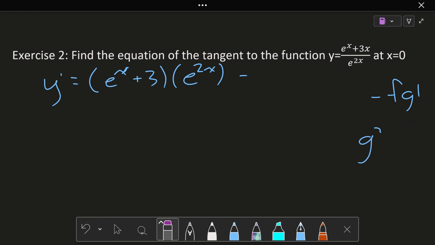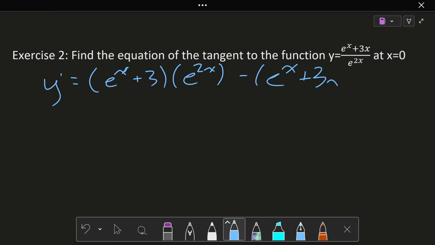Minus, oh, better erase my equation over here, give me some space. Minus, so I'm going to leave the top the same, times the derivative of the bottom. Looking at the denominator, I'm going to look at e to the 2x. Then I take the derivative of the exponent, so the derivative of 2x is 2. And I'm going to times that by my original equation.